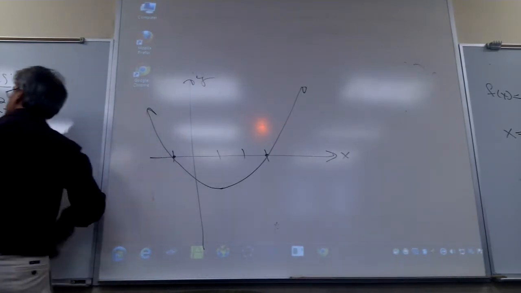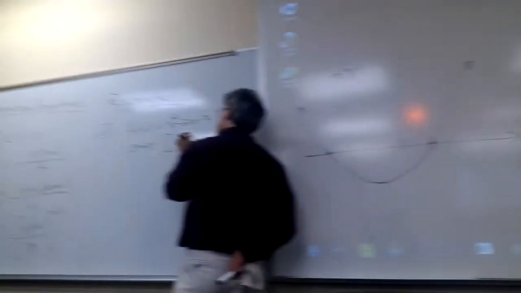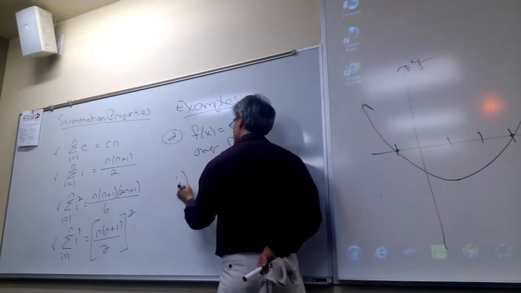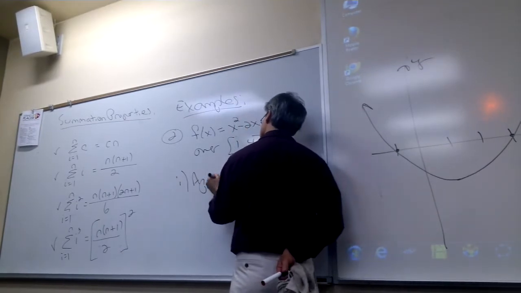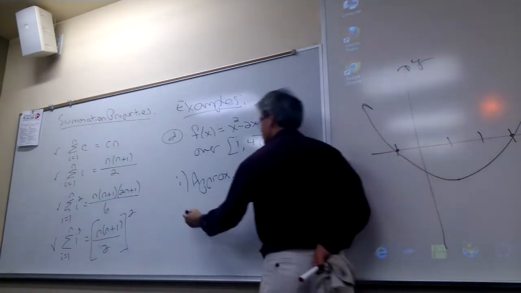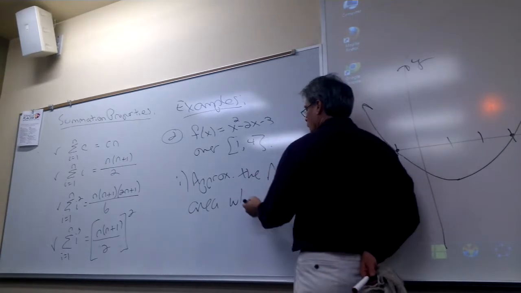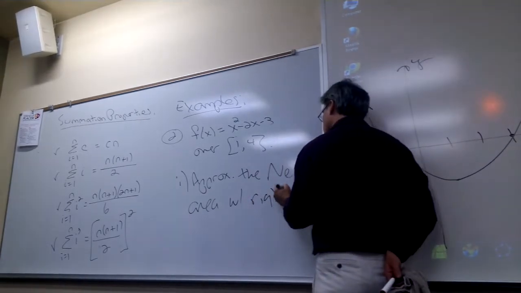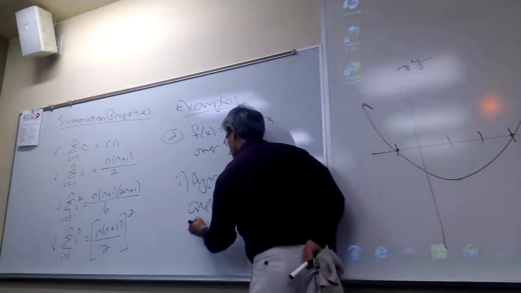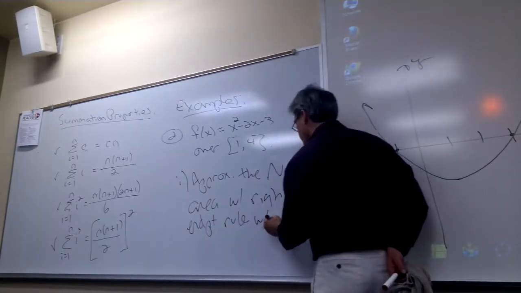However, if you consider this function over the interval from 1 to 4, let's approximate what I'm going to refer to as the net area with the right endpoint rule with 3 subdivisions.